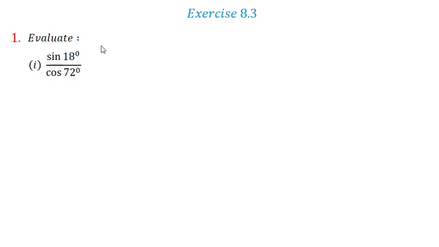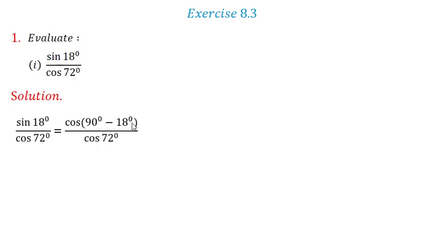Here we have first question, sin 18 degree divided by cos 72 degree. Now here we don't know the value of sin 18 degree, we don't know the value of cos 72 degree. So what we do here, we either convert sine in cos or cos in sine. Now we have already seen how we can convert. So cos 90 minus 18 gives me cos 72 divided by cos 72. So cos 72 upon cos 72, they cancel each other and I will get answer as 1.